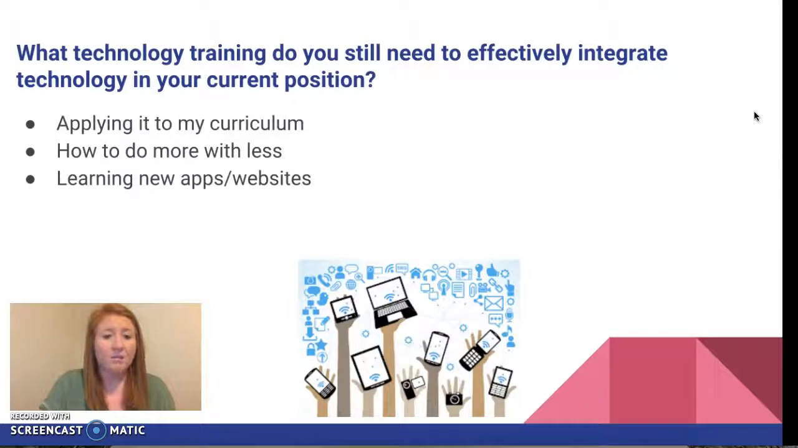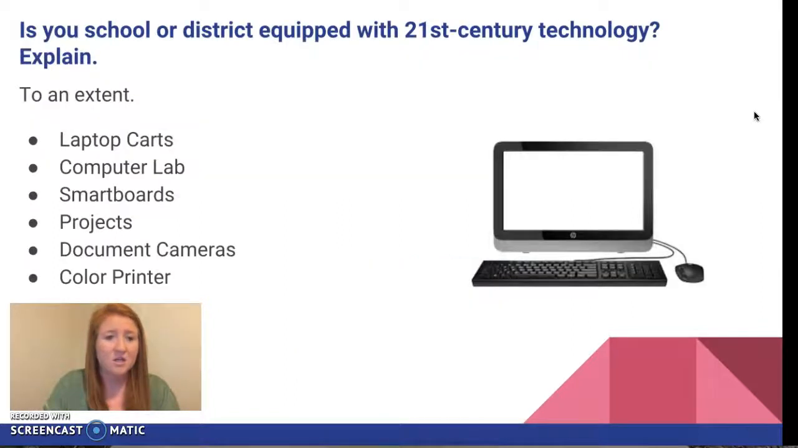But other than that, we don't really have technology, nor do we use it. Neither one of us even has a school iPad. So maybe in the next couple years, hopefully we can get that and get some things going. Then I would like to learn new apps and websites to use for PE that use the iPad, and how to do more with less. So if we only get 1 or 2 iPads, what can we do to integrate that technology with 50 students? Those are some things that I would like to keep getting trained on.